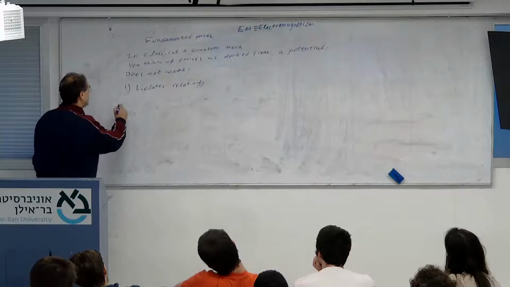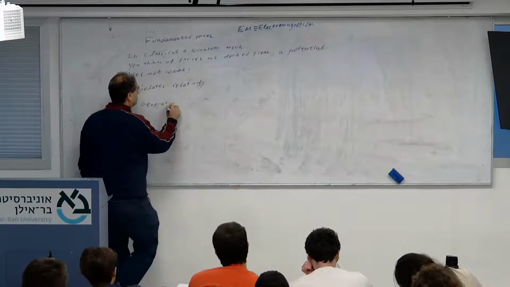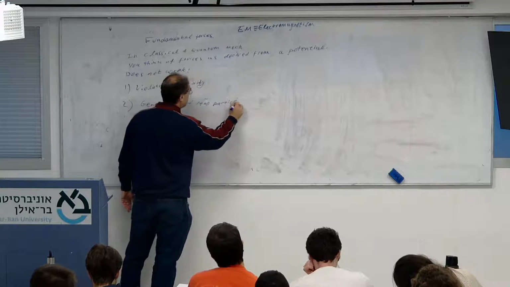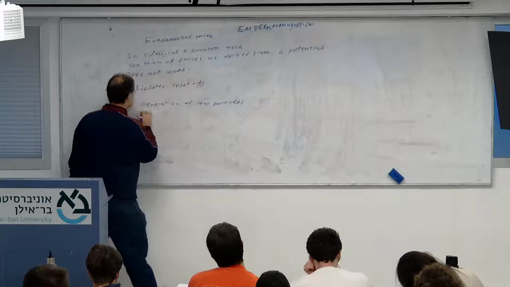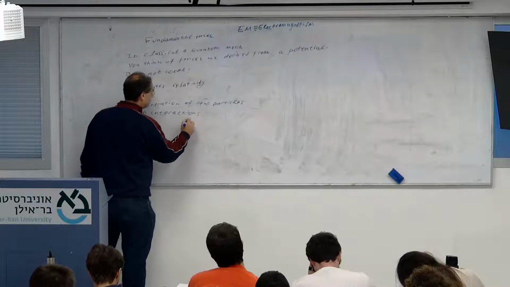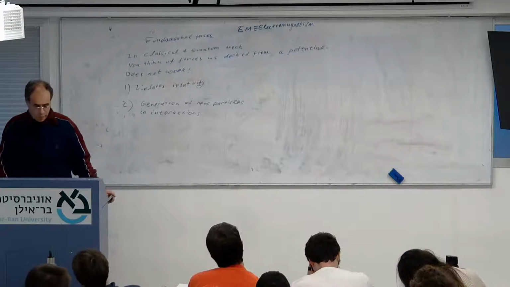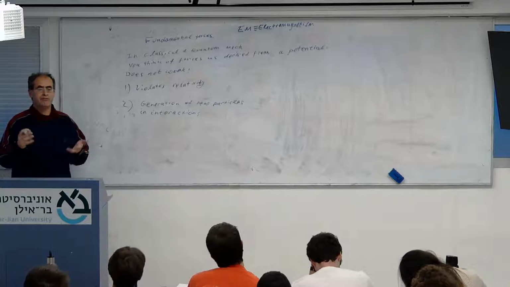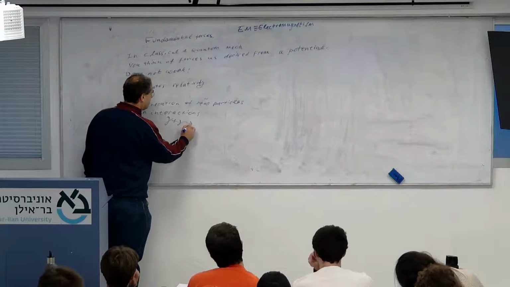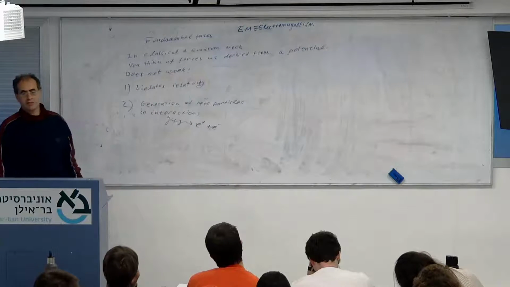So, generation of new particles in interactions, such as creation and annihilation of a pair of electron and positron. You have two photons coming and producing a pair. Something which we see all the time.